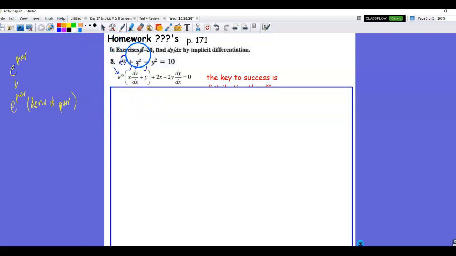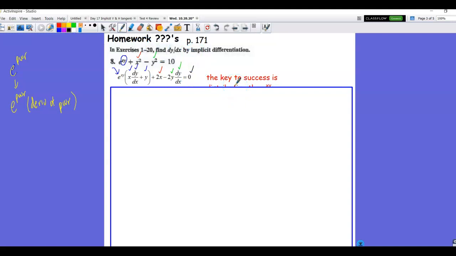The derivative of x squared with respect to x is 2x, so that's easy. And the derivative of y squared is going to be, by the chain rule, 2y, there's the chain dy dx. The derivative of 10, of course, is 0, and that's there.